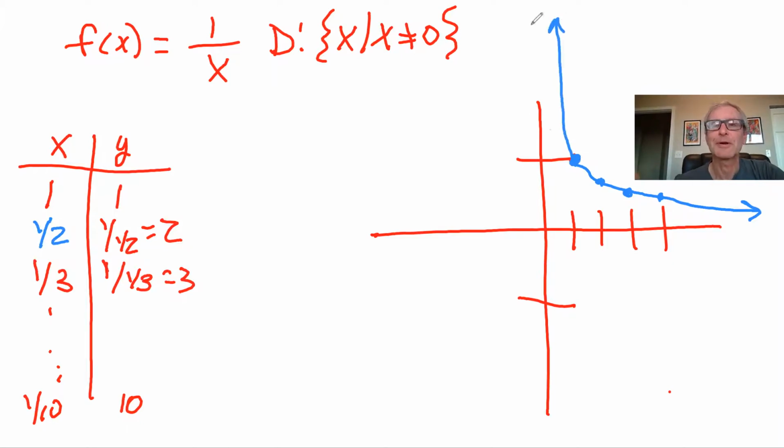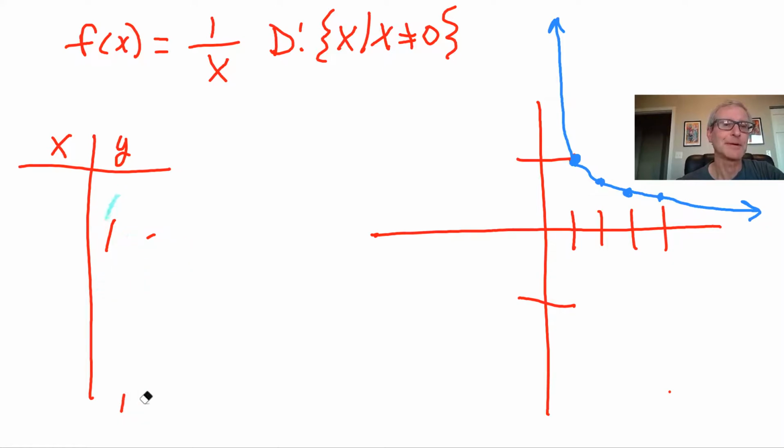It's never going to touch the y-axis as well, and that's when x equals 0, right? And that's actually called the vertical asymptote. Again, we'll show you how to calculate that a little bit later on in this section. So what happens on the negative side? Well, let's take a look at that, see what happens.